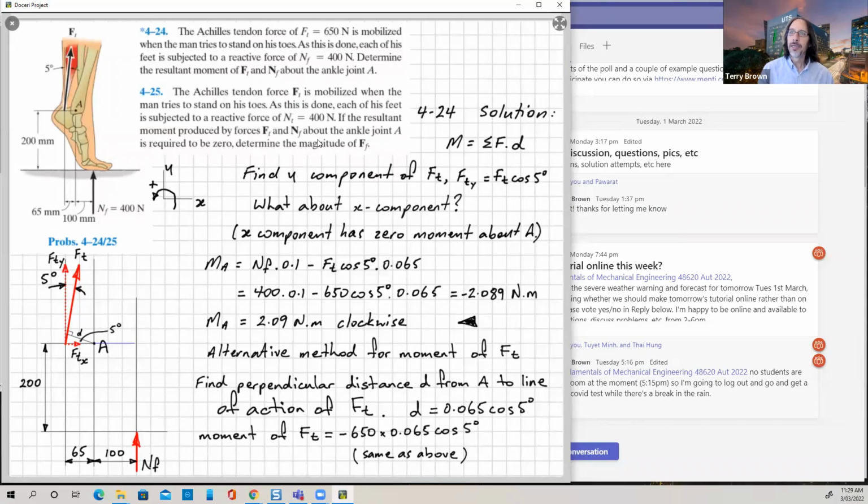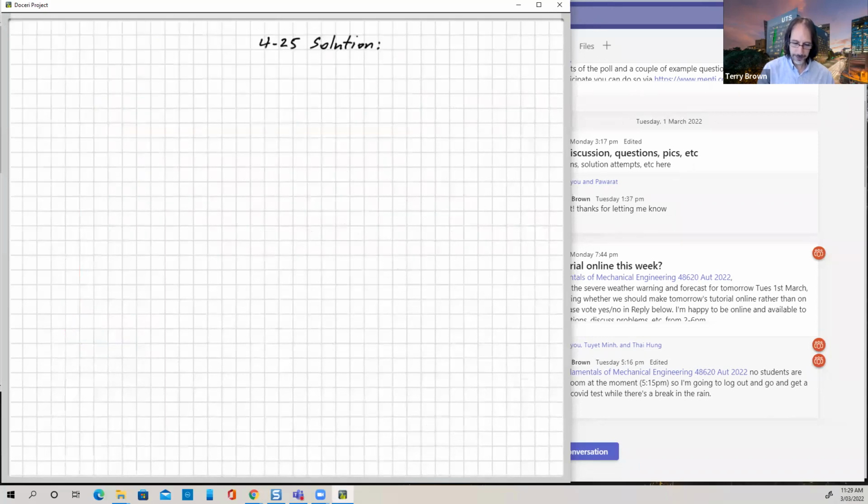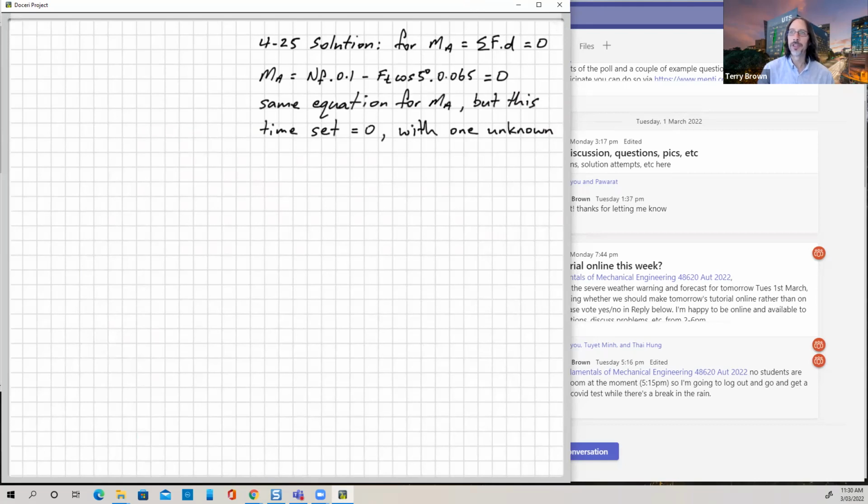So here we've got a known NF and an unknown FT. We have the same equation here, but instead of putting in a number for 650, we just put in FT as an unknown and make it all equal to 0. So our equation now is we want the net moment to be equal to 0. Same equation. We know NF, we don't know FT. One equation, one unknown, we can solve for that.